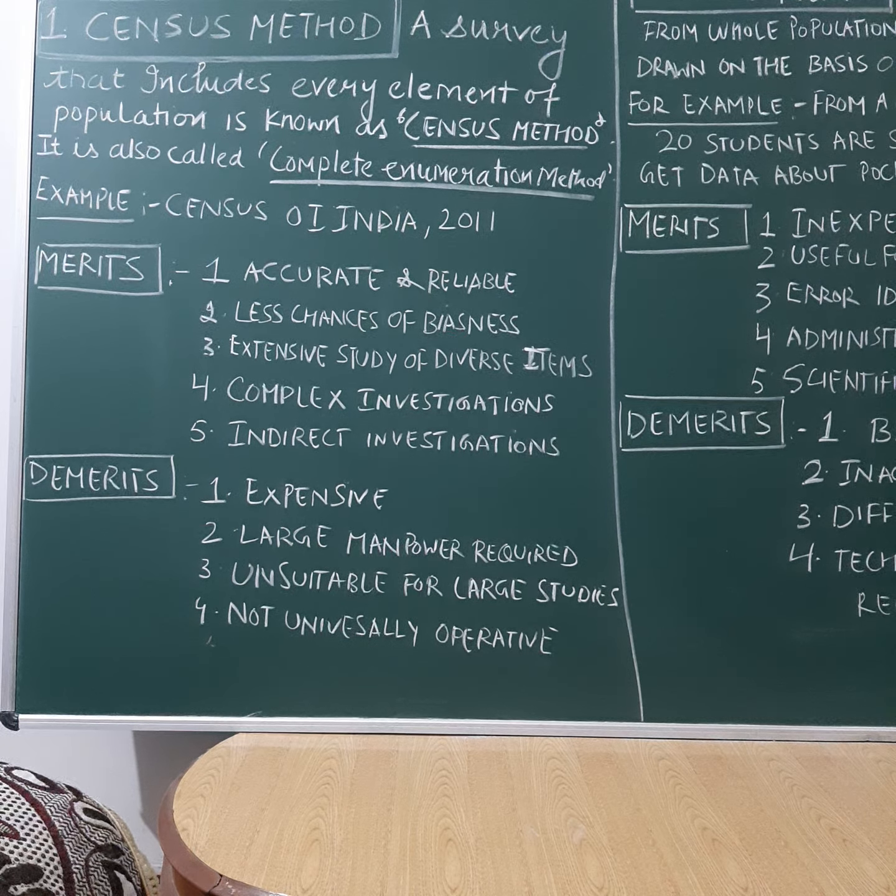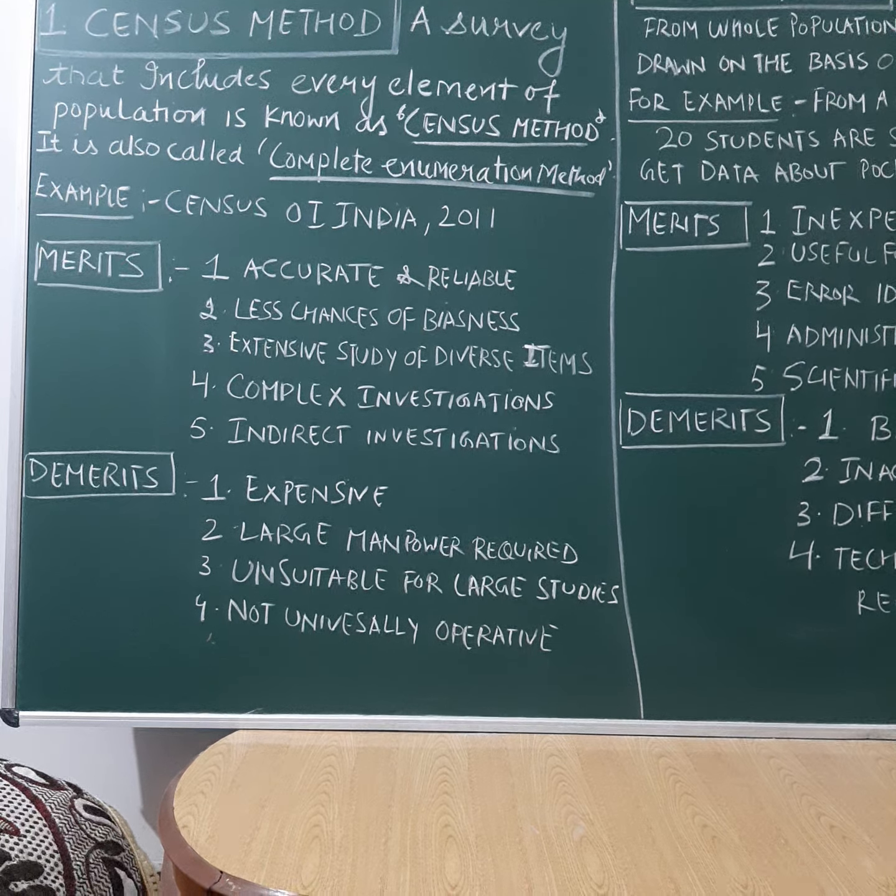Okay, then complex investigation. Now one more example I will give you of extensive study of diverse items. In one utensil you have put rice, peas, potatoes, and kidney beans. All the things are boiling in one utensil. Now if you pick only one potato and see that it is boiled, this does not mean that the rice, peas, and kidney beans have also been boiled. In order to check that, you have to check the kidney beans and peas also. So this means if we want to study diverse items, we have to go for the census method. We need to take each and every item.